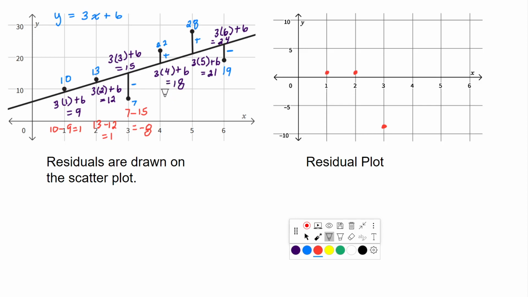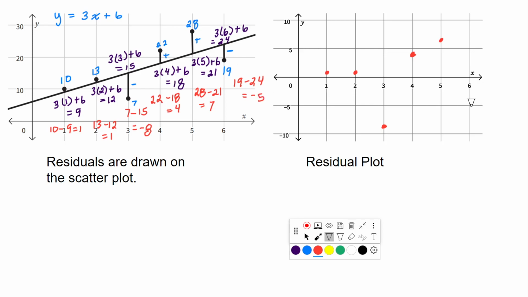At 4, we're going to take 22 and subtract 18, which is 4. So at 4, we have our point 4 units above the regression line. At 5, 28 subtract 21, for a change of 7 units above. And then our last one is 19 subtract 24, and again this one should be negative since our actual was below, and we have negative 5.